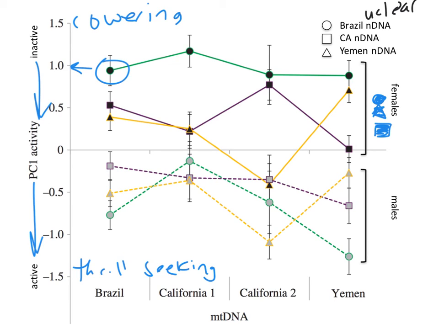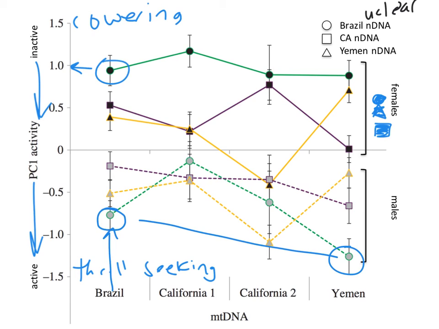So males, Brazilian. So we're looking down here on the bottom, we're looking at circles. That's the Brazilian nuclear genome. So if you're Brazilian mitochondria, Brazilian nuclear genome, you're somewhat active. But then what happens if you're Brazilian with Yemeni mitochondria? Now you're even more active. So all this says is that your mitochondrial genome, whose mitochondria you have, can influence your behavior.